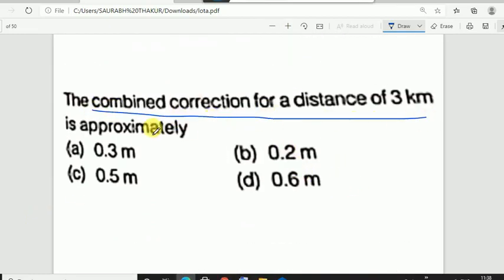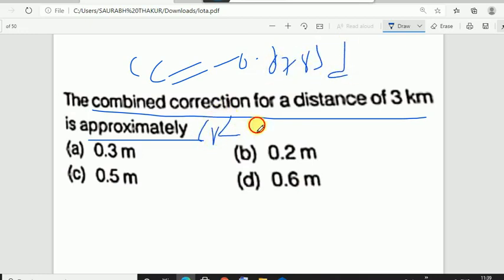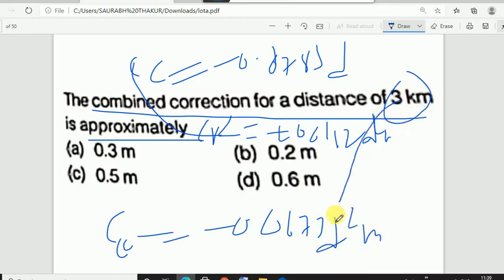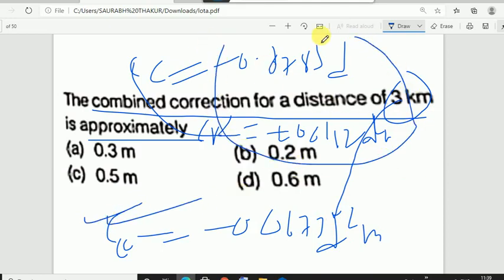Combined correction for a distance of 3 kilometers, approximately. Actually, I already told you CC is equal to minus 0.0785 d square meter, CR is equal to plus 0.0112 d square meter, and when you add these, you will get your combined correction, and the combined correction would be minus 0.0673 d square meter. You just have to use this 3 kilometer. You have to put it here, and you will get your answer. You have to just add it. Okay.